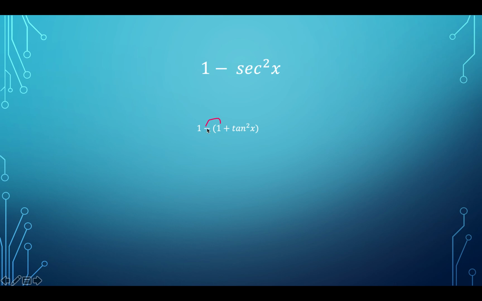Now, because it's a minus, we have to distribute that. So now we're left with 1 minus 1 minus tan squared x. 1 minus 1 gives us 0, so we don't have to rewrite that. And we're left with negative tan squared x. Now this is your final answer.